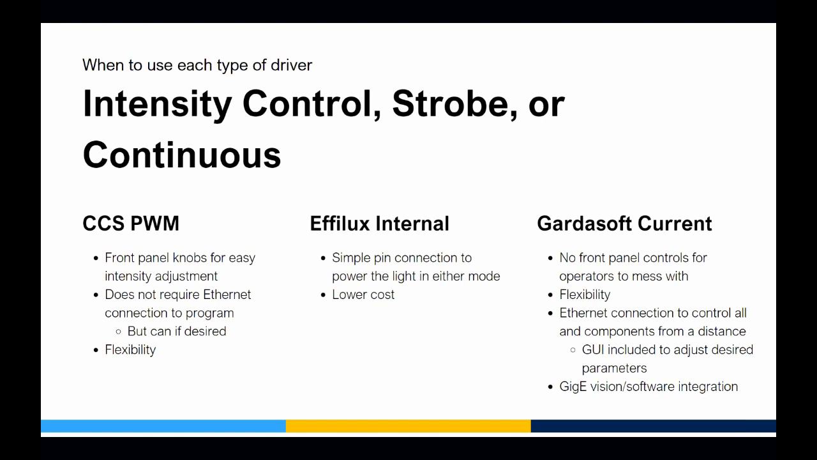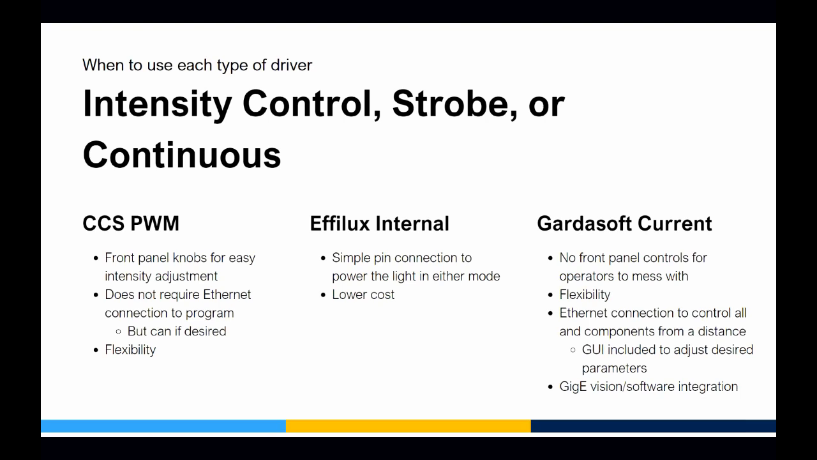The controllers we have front panel knobs, so they have really easy intensity adjustment. You don't have to have an Ethernet connection, but you can if you get the Ethernet model. And they just provide a lot of flexibility with how you can set up the strobe, how you can change the intensity, if you want to have it on off, or if you want to set the strobe width, or the pulse width, if you will. On the other hand, FE-Lux's internal driver is very simple. Again, you're not adding that additional controller cost, so it's going to be lower cost. But you just connect the pin to whatever light mode you want on, and you're good to go.